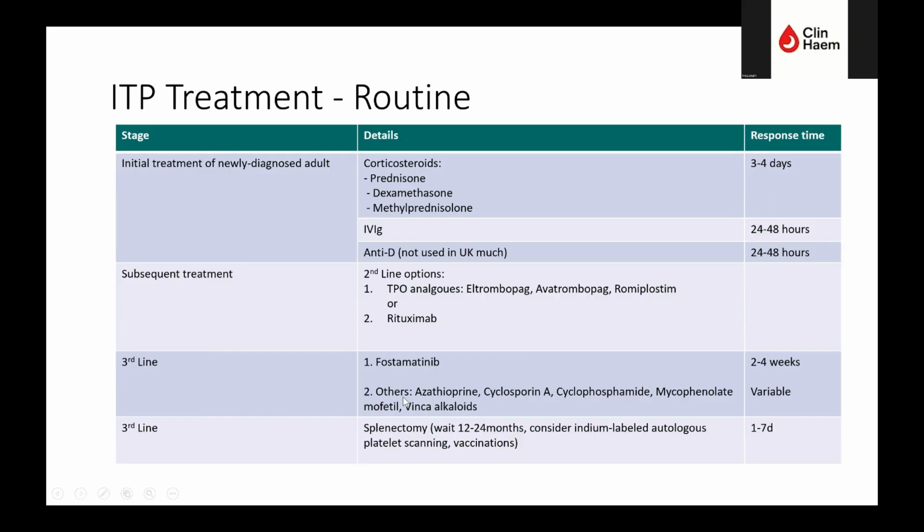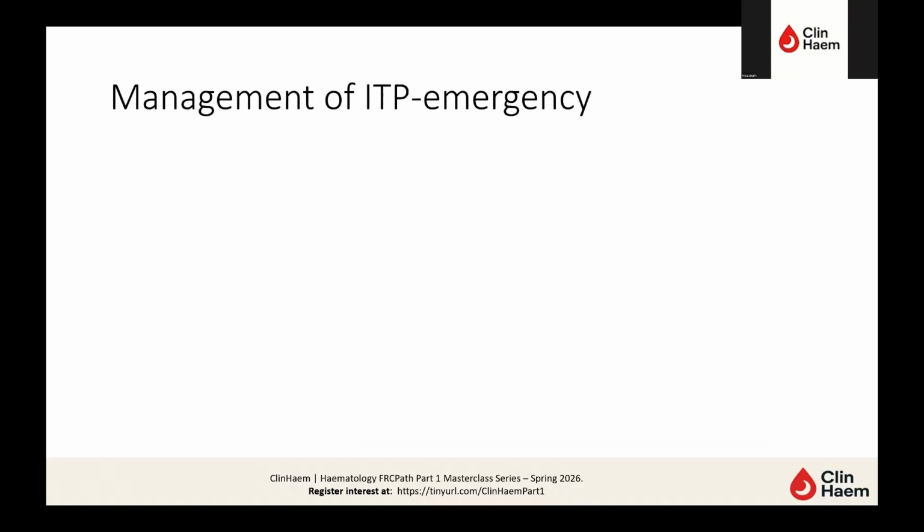Other options are similar, as you can see, to warm AIHA because this is again an autoimmune disease. Splenectomy again, not liked very much. But if everything has failed, etc., you at least have to wait for a good few months, and you have to consider important implications for vaccinations. There's a test that you can do at some centers to check if the spleen is actually responsible for a significant chunk of platelet uptake. This is indium-labeled autologous platelet scanning, which you can do prior to splenectomy to make sure. Not a lot of centers would, of course, do that.